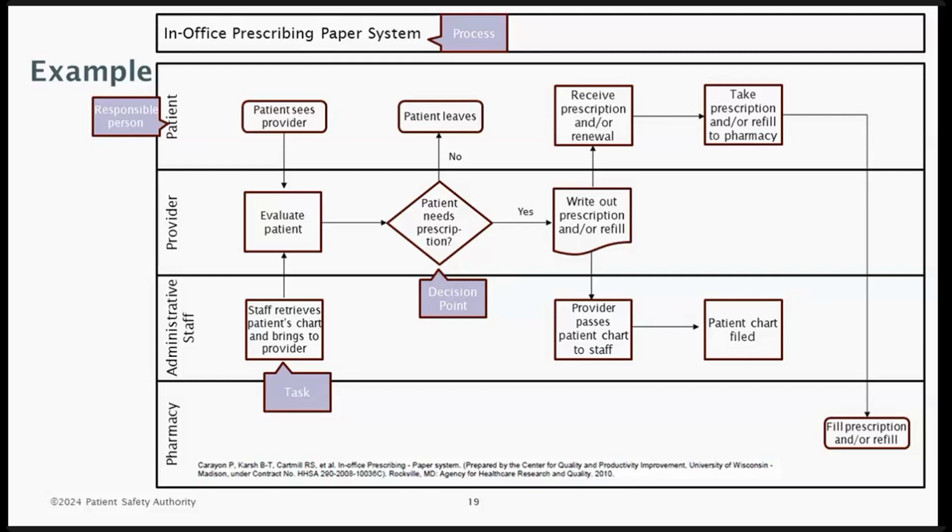You have the individual team players involved listed down the side there: the patient, the provider, administrative staff, pharmacy. Depending on how complex your process is, you could have a lot more of these, but depending on the process, you might have fewer, and it might not lend itself to doing a swim lane.